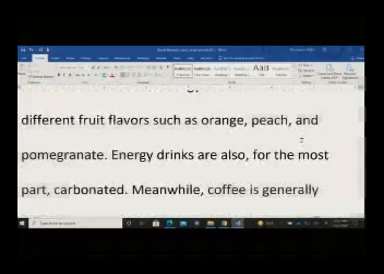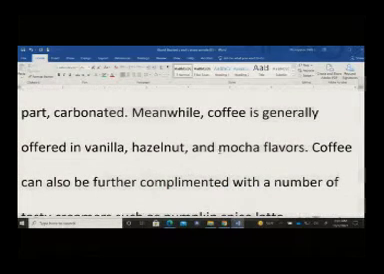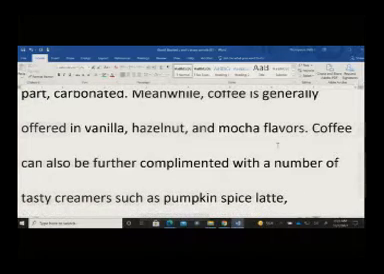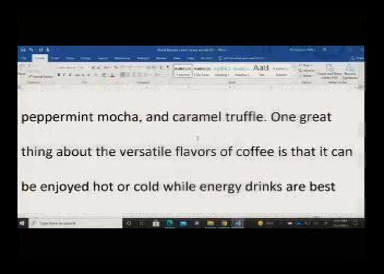So the peach, pomegranate energy drinks are also, for the most part, carbonated. Meanwhile, there's a transition that tells you I'm changing to another topic. Coffee is generally offered in vanilla, hazelnut, and mocha flavors. Coffee can also be further complemented with a number of tasty creamers such as pumpkin spice latte. We're coming up on fall. Pumpkin spice is out there and everything, isn't it? Peppermint mocha and caramel or caramel truffle. One great thing about the versatile flavors of coffee is that it can be enjoyed hot or cold.